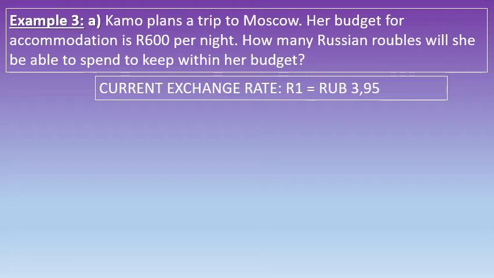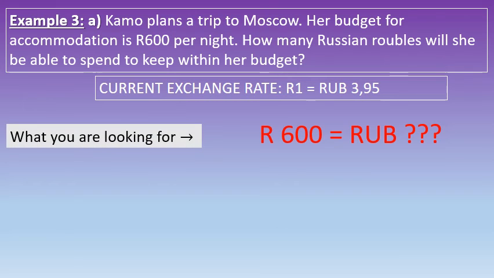Anyway, if we get almost 4 rubles for 1 rand, it also means that the rand is stronger than the ruble. Even if you can't conceptualize that or you don't grasp that concept, then you just use this plug-in method and you will get your answers right. Let's write down what we are looking for. It says, how many Russian rubles? So we're saying we have 600 rand. How many rubles is this? That's what we are looking for.